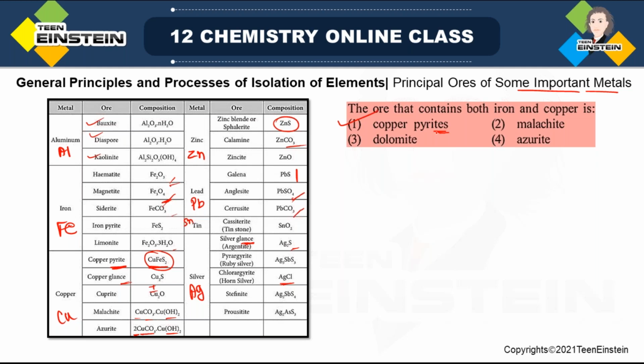But what are the other ores and their components? Malachite and azurite are both hydroxide and carbonate of copper, so these two are not correct options. And dolomite is actually a carbonate salt of calcium and magnesium; here we do not have any copper or iron. So the correct option will be copper pyrites.